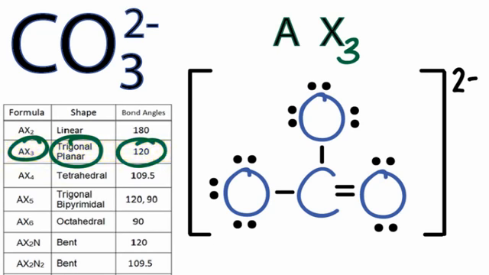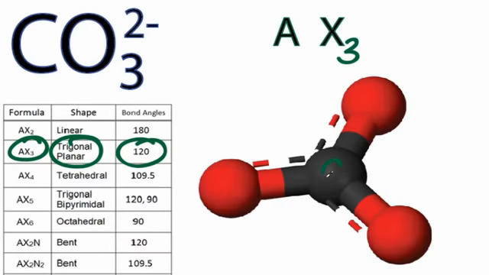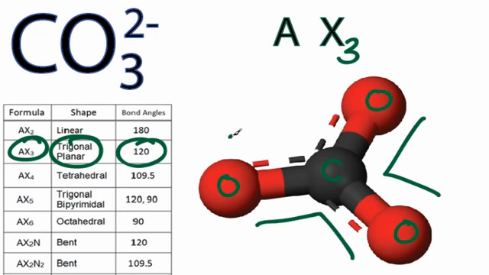We could also look at the three-dimensional structure to confirm that and see what a trigonal planar molecule looks like. So we have a carbon in the center, and then we have the oxygens out here. And you can see they're spread out as far away from each other as they can be, and they are in a plane. We can also see that the bond angle right here, or right here, is 120 degrees. So that's the molecular geometry for CO3 2-.